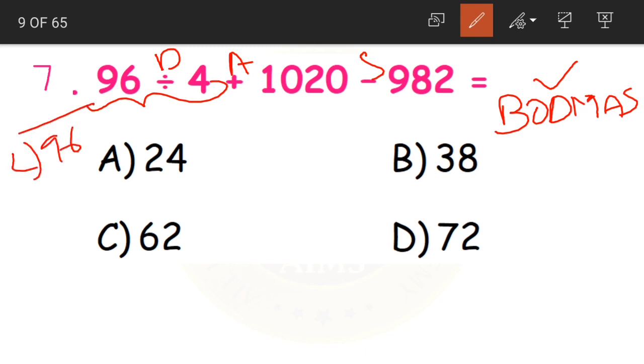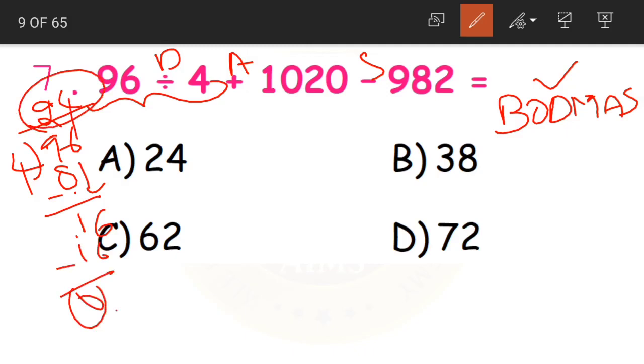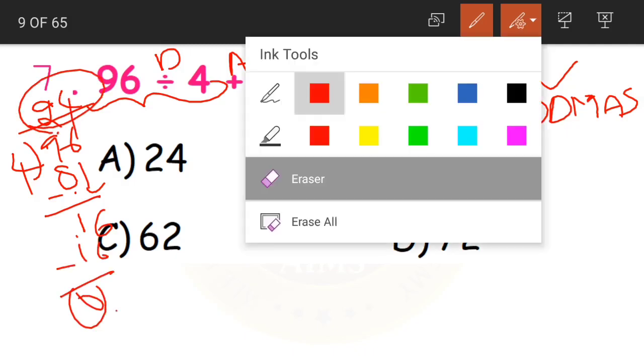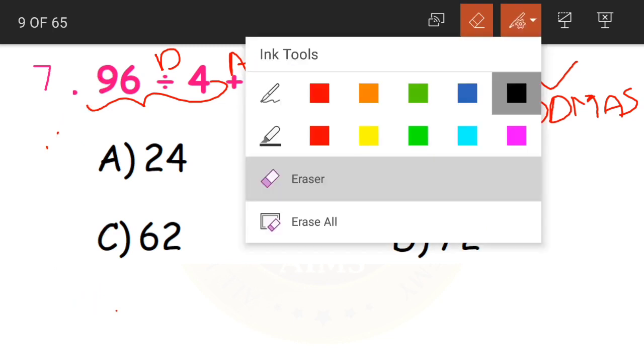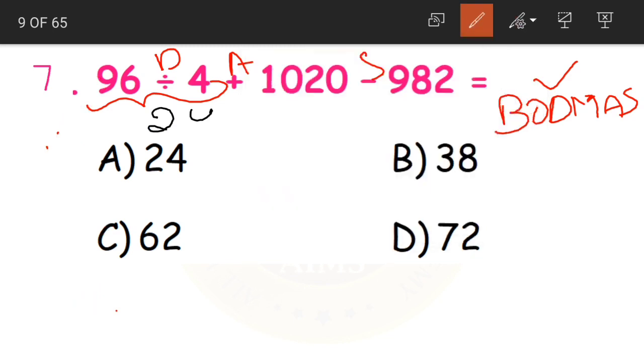96 divided by 4. Yes, children? Now 4 2s are 8. When we subtract 9 minus 8, 1. 6 is brought down. 4 4s are 16. Remainder is 0. What is the quotient? 24. 24 is the quotient for 96 divided by 4. Then plus 1020 minus 982.